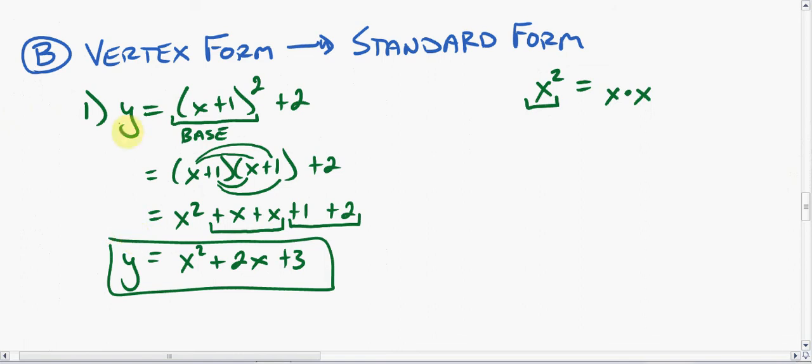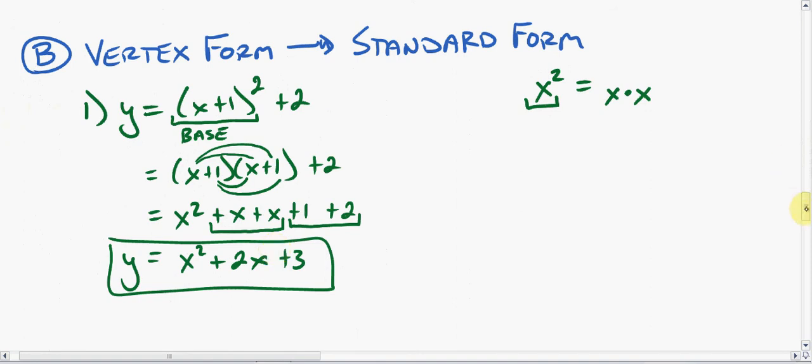So the equation y equals the quantity x plus 1 squared plus 2 is exactly the same as y equals x squared plus 2x plus 3. They're the exact same graph if you were to graph them, and feel free to check that on your graphing calculator. We've just rewritten vertex form to put it in standard form.